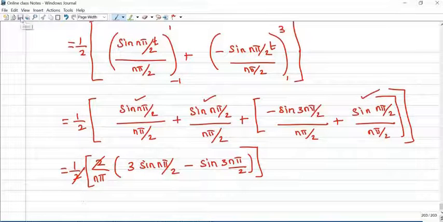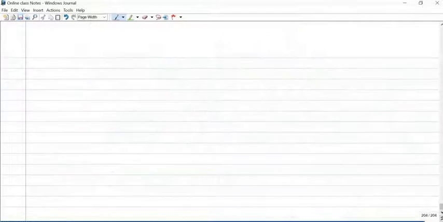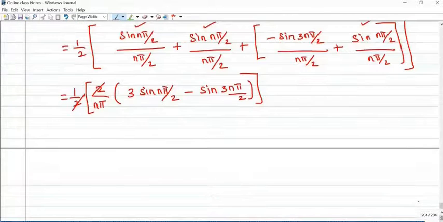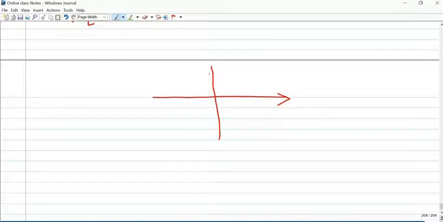So how to solve this particular answer for a naught, an value? Recall your trigonometric concept. Let us assume this is the x coordinate and this is the y coordinate, 0 degree.